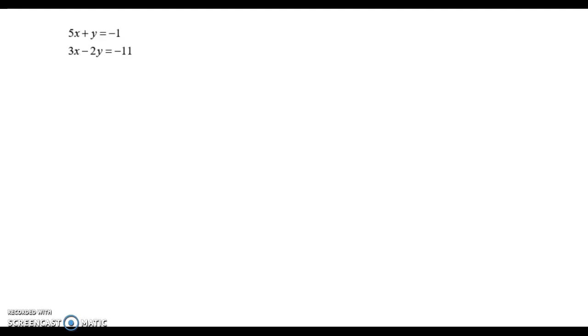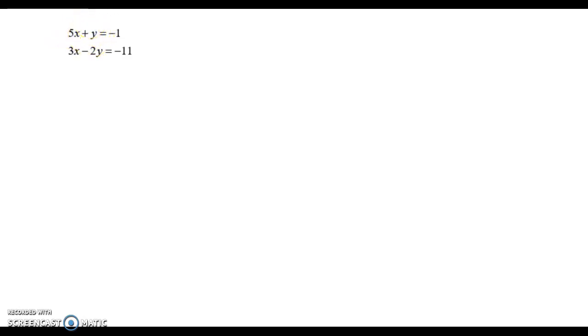All right, here's our second example of substitution. Same idea, you want to scan your equations and see what letter you can get by itself easily. It doesn't have to be the top equation, doesn't have to be the second one, doesn't have to be X or Y. Just look at your information. Clearly, when we look at this, it's easy to get the Y by itself in this first equation.